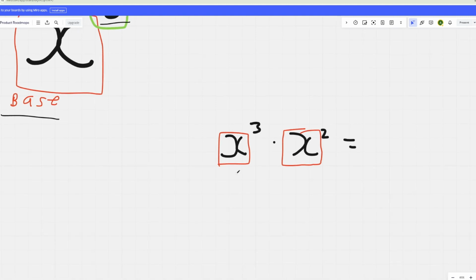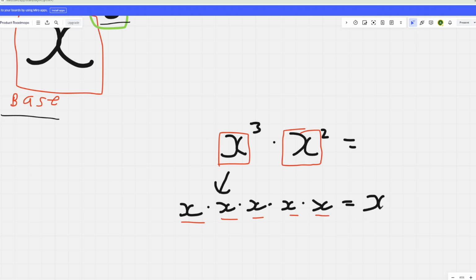Okay, so right now I'm just going to expand this. x cubed is the same thing as x times x times x, and x squared is the same thing as x times x. So now, how many x's do I have? I have 1, 2, 3, 4, 5. So I'm multiplying x 5 times, and I get x to the 5th.